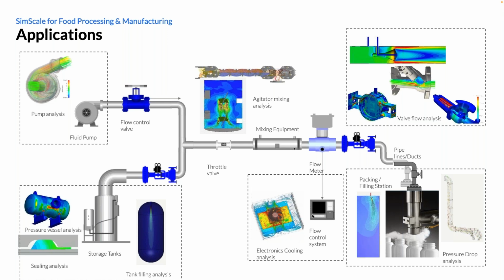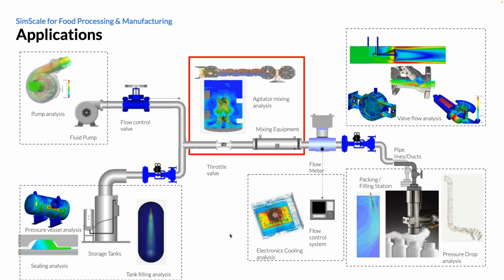For today's case, we are trying to focus on one of the applications, or one of the components, in the processing line, which is the mixing of multi-component gases. And specifically, we are going to look into a static mixer, which is typically used in the food industry because it is easy to use, with no moving parts. So it has a lot of advantages over other kinds of mixers as well.